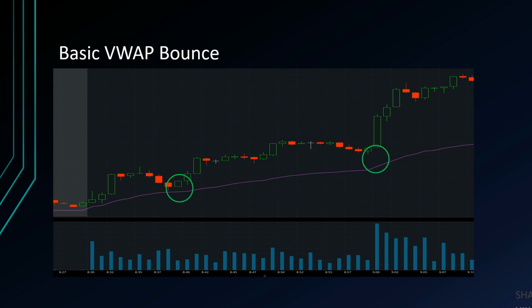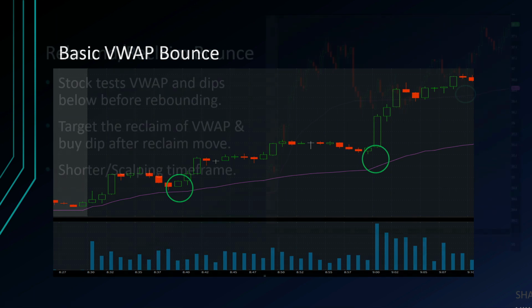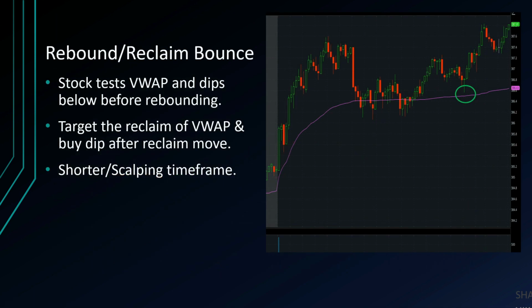With the Rebound or Reclaim Bounce, you're essentially trying to capitalize on a little bit shorter time frame pullback here. And so again, you can attack this one, but right after we had this bounce, it started to dip under the VWAP here. Again, we had the reclaim. We're buying on this pullback and then quickly selling on this bounce, which is why it's more meant for scalping.